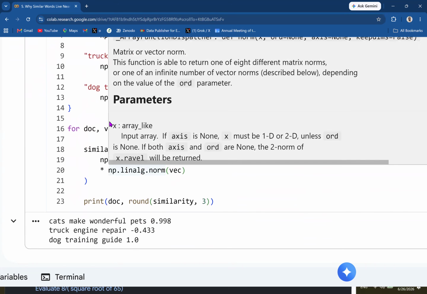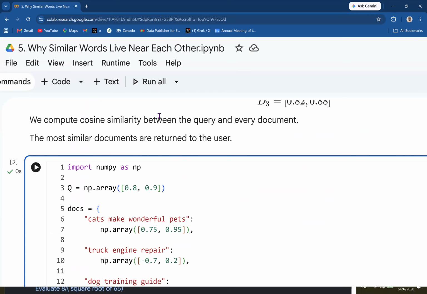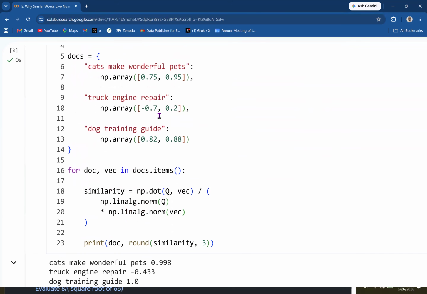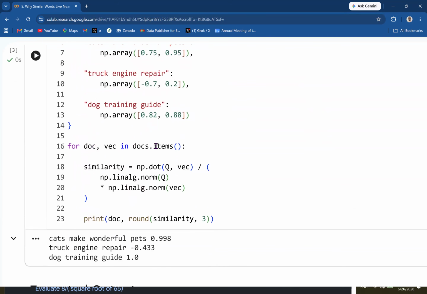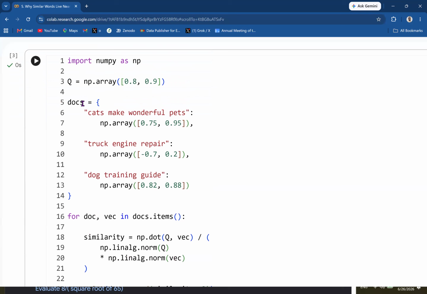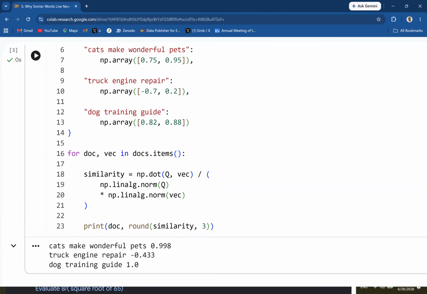So you have for doc, vec in docs.items, then you want to find the similarity by doing the dot product of q with the vec. This docs has been defined as vec, right? So you do that and you do the cosine similarity. This is the formula for cosine similarity, right?